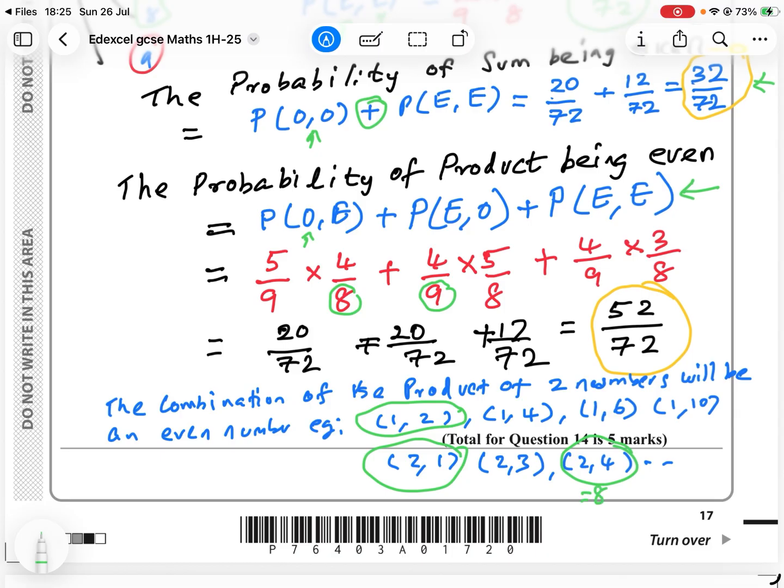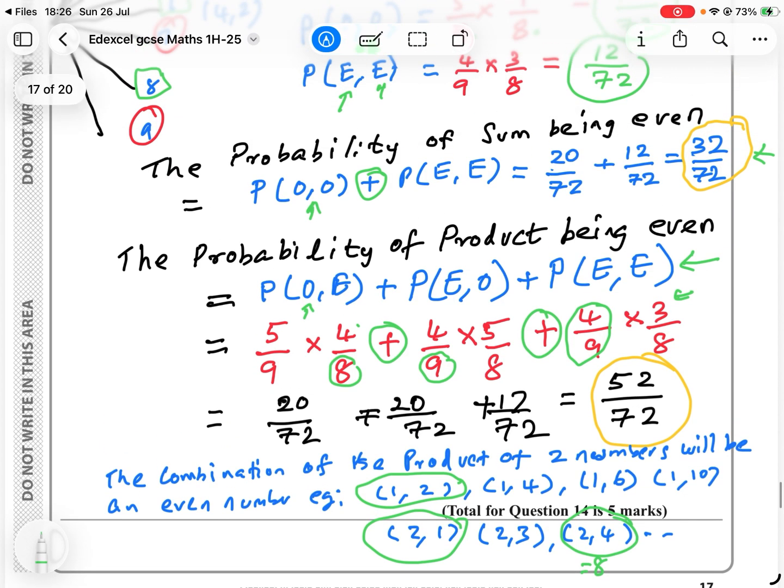So for the probability, for even numbers, you have only 4 numbers: 2, 4, 6, 8. So 4 numbers out of 9. So that's 4 over 9. Again, the second ball is to be an even number. Already you took one even number, so you have only 3 even numbers. So total 8, 3 of 8. So for the possibilities, this or this, you have to add. If you add, 52 over 72.